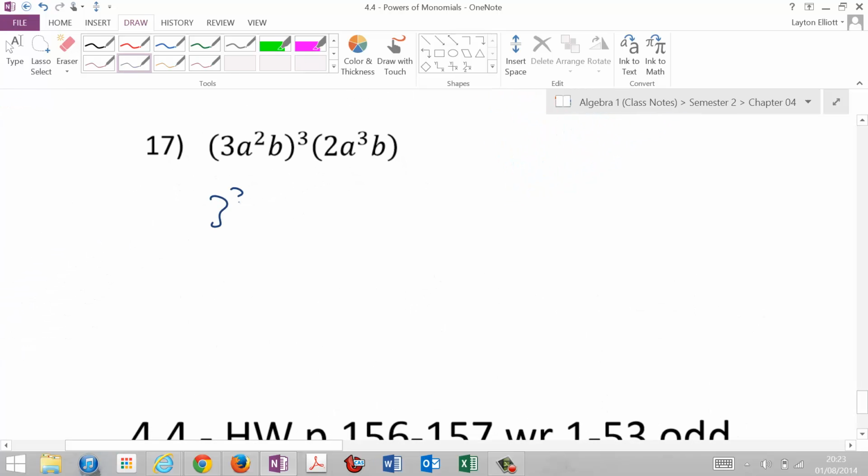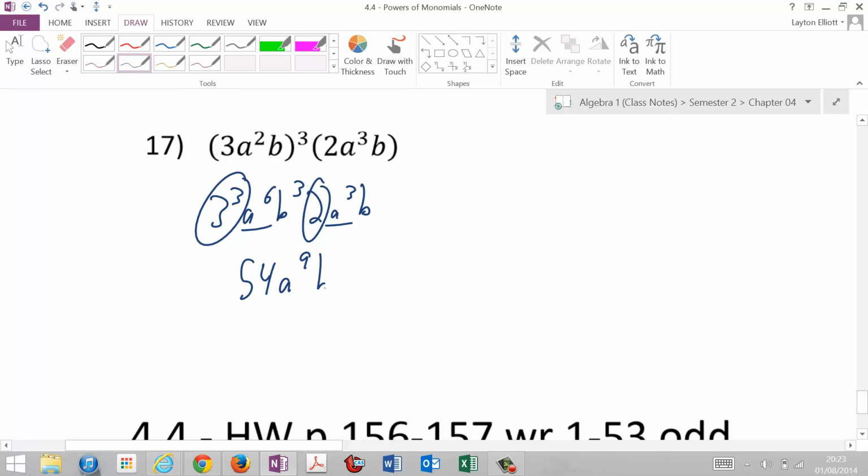3 cubed, a to the 6th, b to the 3rd, then 2, a to the 3rd, b. And all I'm going to do here is the same thing we've been doing. 3 cubed is 27, and times 2 is 54. A to the 6th times a to the 3rd is a to the 9th, and then b to the 4th.